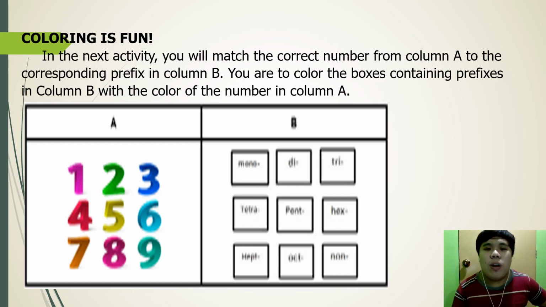For hex, color it sky blue. For hept, color it orange. For oct, color it red violet. And then for non, color it blue-green. So wrong color used means wrong. That is 1.8.